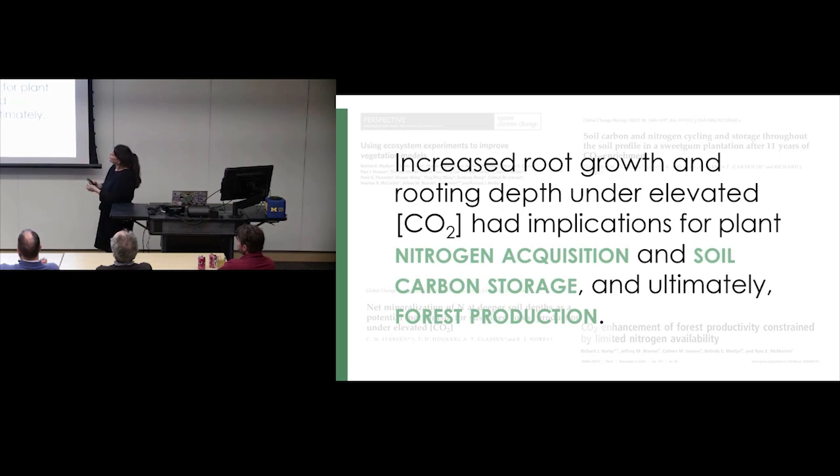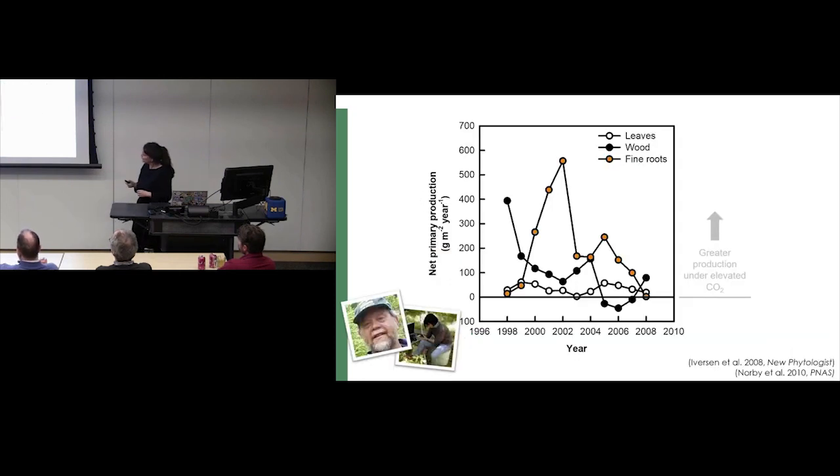They made more roots, and that's because plants are not only made of carbon, they need nutrients to grow more biomass, right? And so these roots increasingly grew deeper into the soil to acquire nitrogen, which impacted the amount of carbon stored in the soil, and ultimately limited the response of this forest to rising CO2. You can see that here.